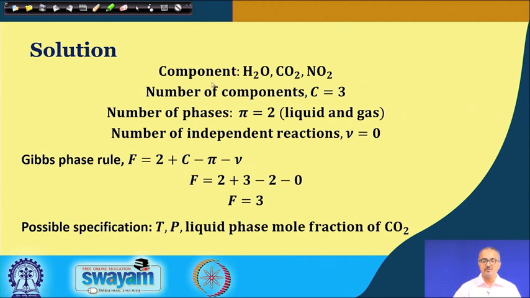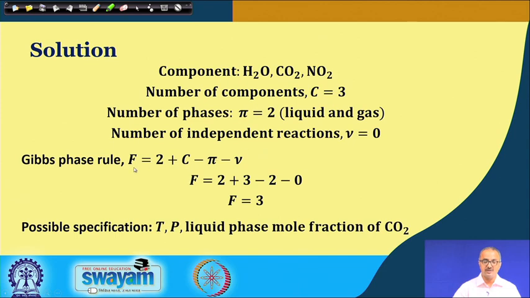Here first we write the components we have. We have water, carbon dioxide and nitrogen dioxide. So, we have three components. So, C is equal to 3. Now, since we have two phases, liquid and gas, we write pi equal to 2, and since there are no reactions happening, nu is equal to 0.